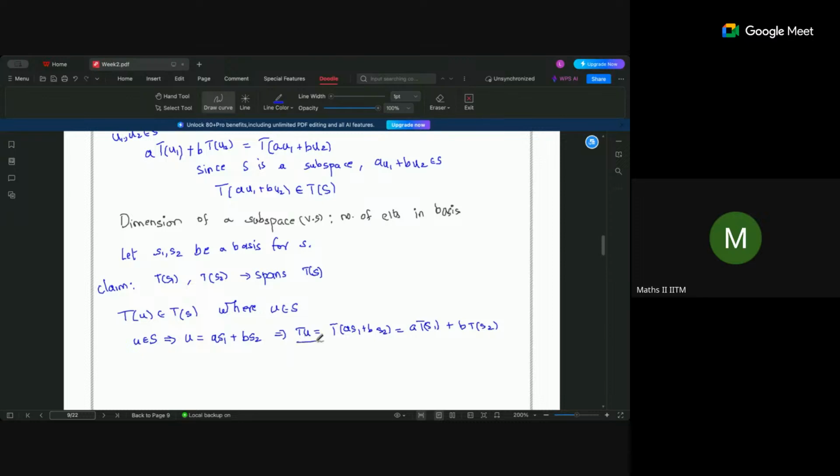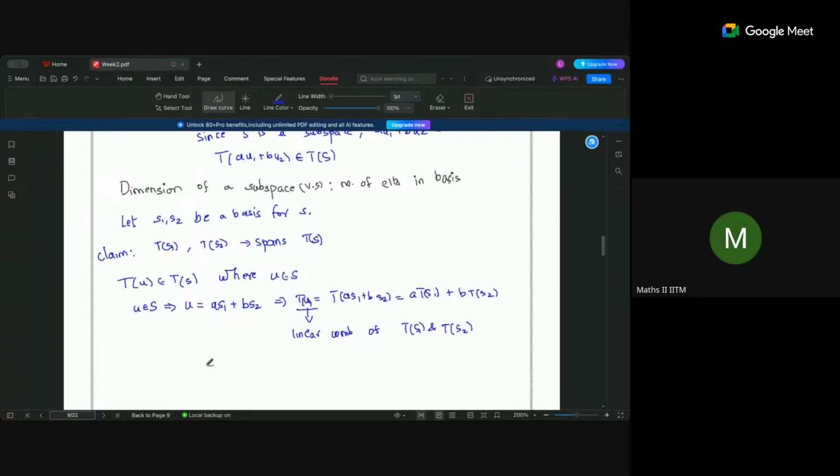So what have we done? We have expressed T of U as a linear combination of T of S1 and T of S2. This means that T of U belongs to the span of T of S1, T of S2. Correct? So we have proved that T S1 and T S2 span T of S.